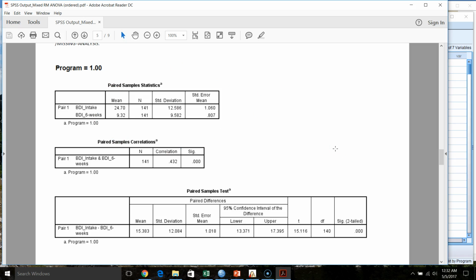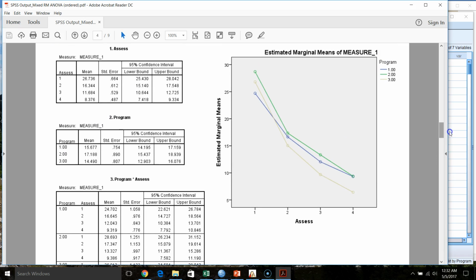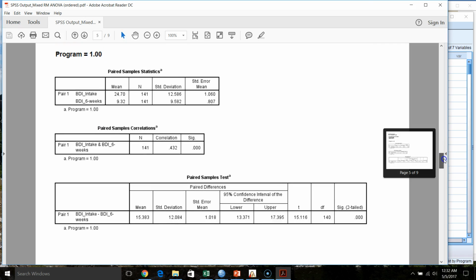So program 1 is the first thing we're going to look at here, and this is one of the reasons we ran this in SPSS: it just gives this to us automatically so we don't have to crank through a bunch of hand calculations. We see that we get a mean symptom reduction of a little over 15 points. So a 15-point reduction in BDI scores, with upper and lower limits in the population somewhere between 13 and 17 points. Again, if we go up here and take a look, this is program 1. In the population, we would expect somewhere between a 13 and 17-point reduction in BDI scores based on people completing 6 weeks of program 1.